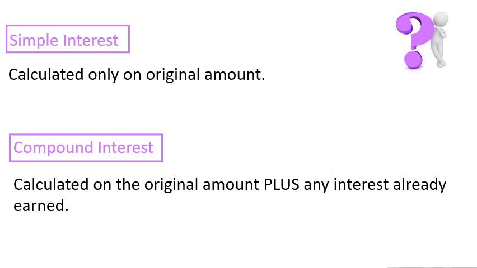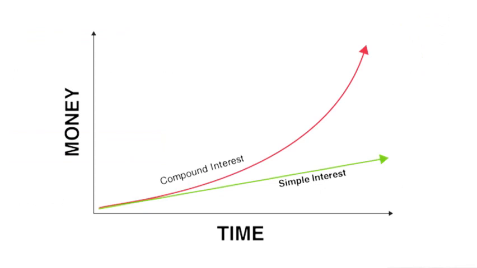Last lesson we looked at simple interest. That's interest calculated only on the original amount, so just on the principal, the initial amount borrowed or invested. But compound interest is calculated on the original amount plus any interest already earned. So this means that the interest is added to the amount and the next lot of interest is calculated again using this new amount.